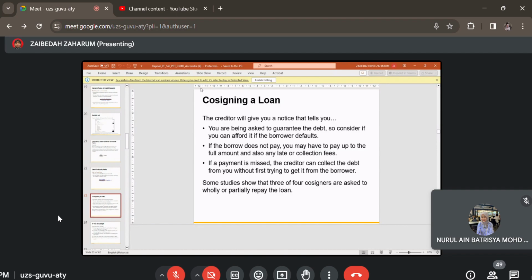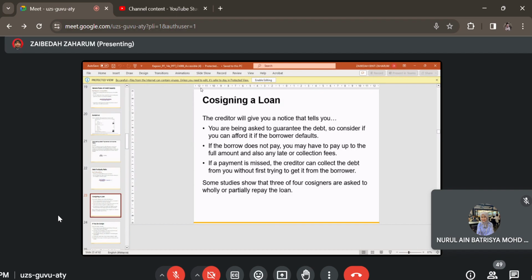Maknanya peminjam tadi tak mampu nak bayar, you have to pay lah. So if the borrower does not pay, you may have to pay up to the full amount and also any late or collection fee. Because any loan ni bayarlah. You sign the contract atau agreement together with the borrower, and then dalam dia ada term-term dia yang perlu you ikut lah. Yang pertama tadi, consider if you can afford to pay if the borrower default. Kalau borrower tak boleh bayar, you have to pay lah.